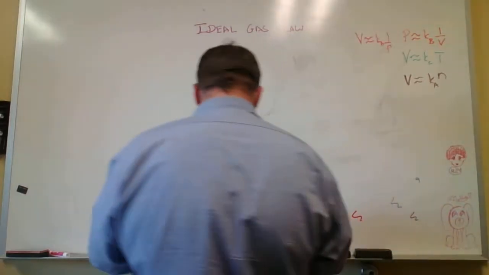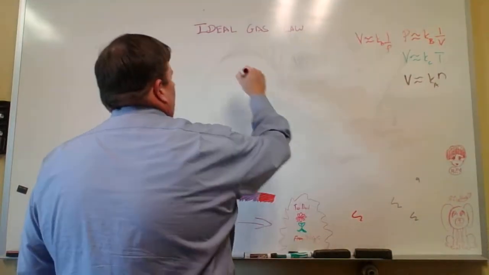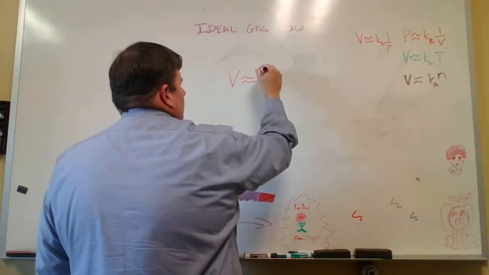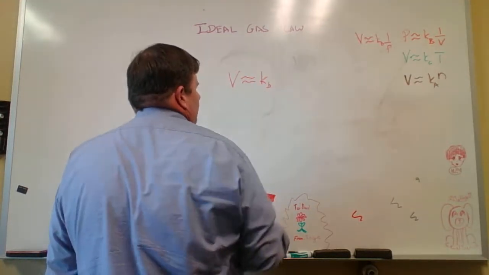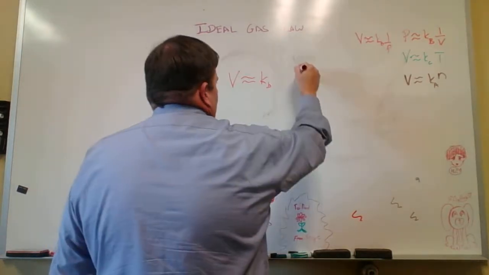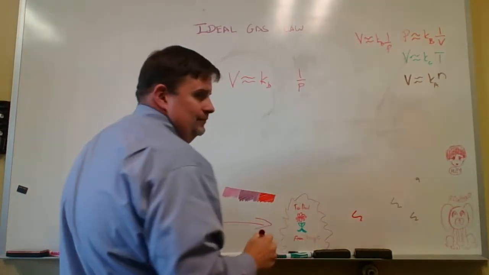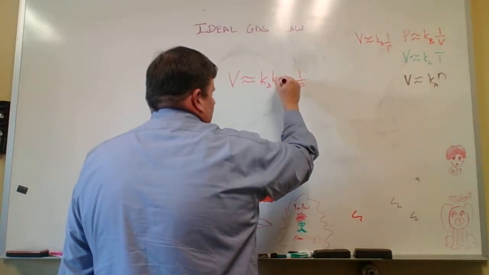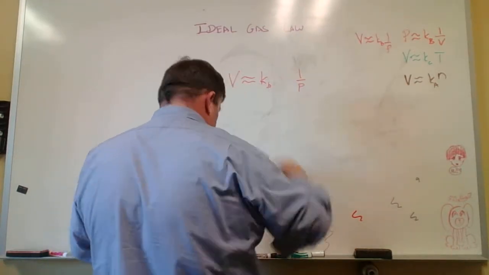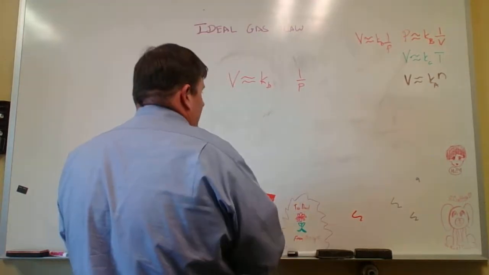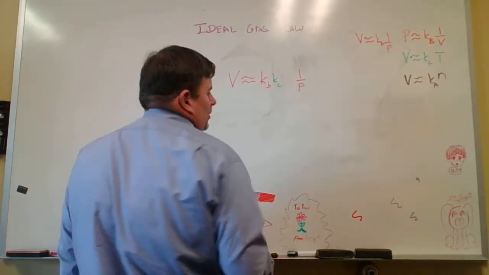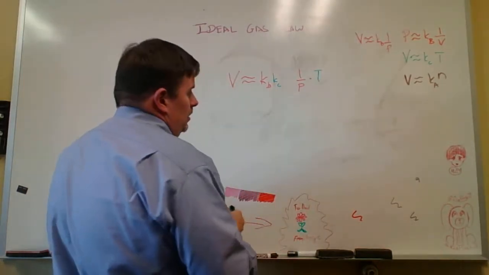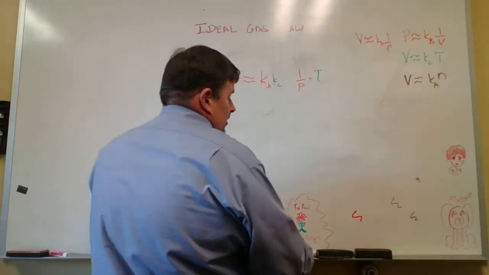All right, so let's look at this. Volume is proportional to KB, and I'm going to leave some space here, times 1 over P. V is also proportional to Kc. Let me go ahead and put that in green. Why not? Because colors. Kc here, and this is times T. Good. Now let's get at Avogadro's law.